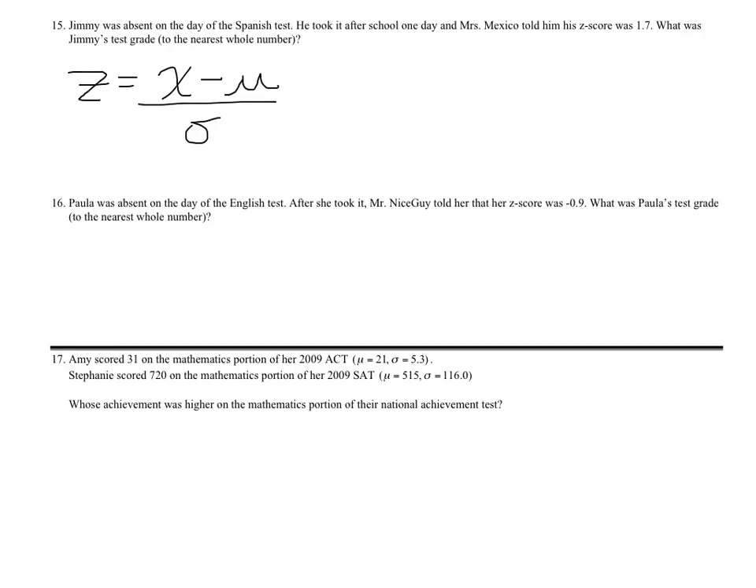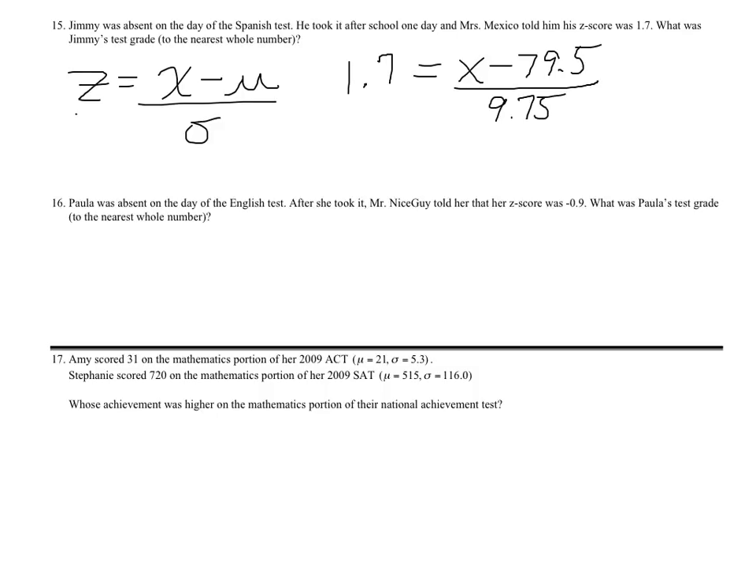We have 3 out of 4 of those pieces of information. We have his z-score is 1.7. So I'm just going to plug this stuff into the formula. 1.7 equals, we don't know x. We don't know what he got. But didn't we get that the Spanish test had an average of 79.5, over the standard deviation of 9.75?